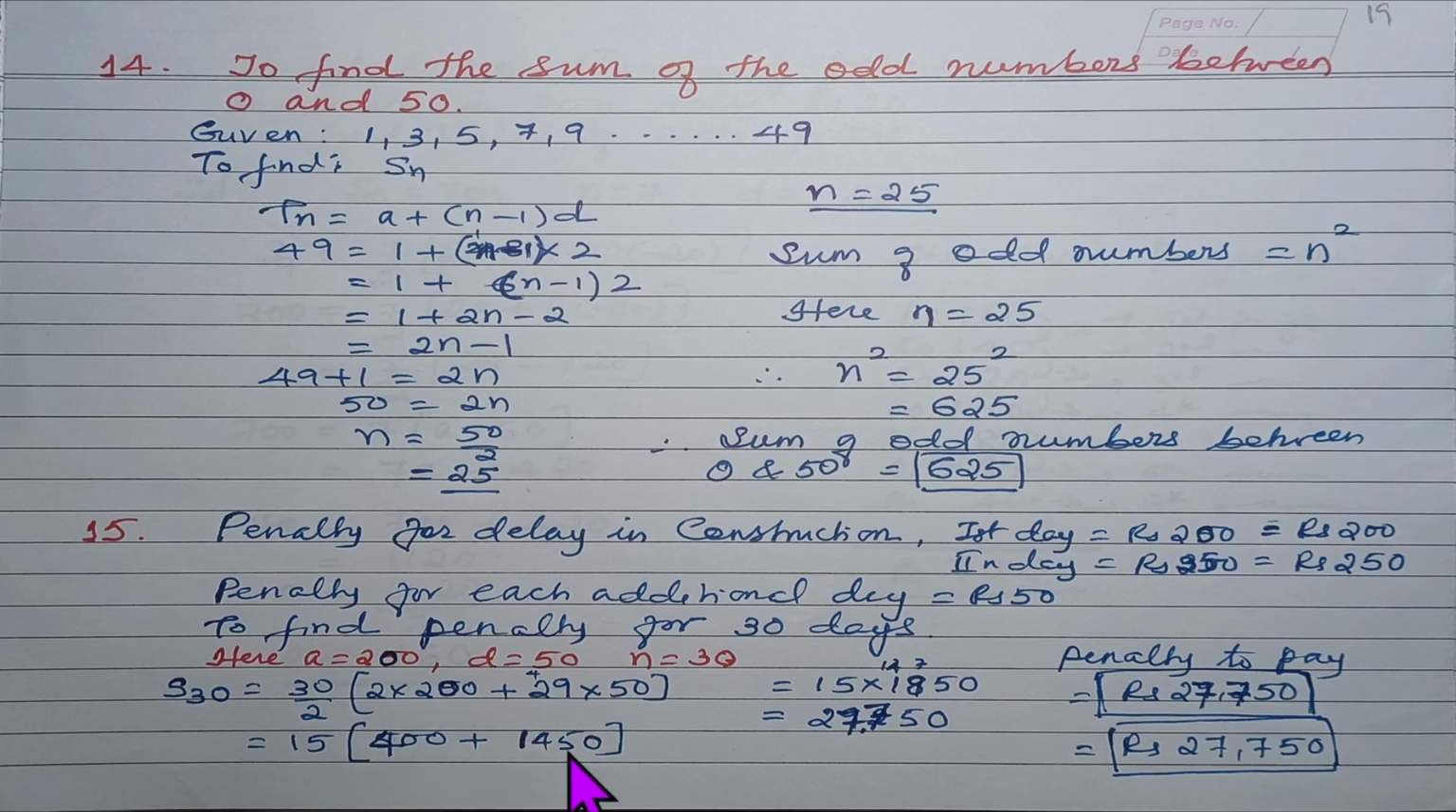So simplifying this, we get 15 in the bracket 400 plus 1450, that is equal to 15 in the bracket 1850, or 27,750 rupees is the penalty to be paid for the delay of 30 days.